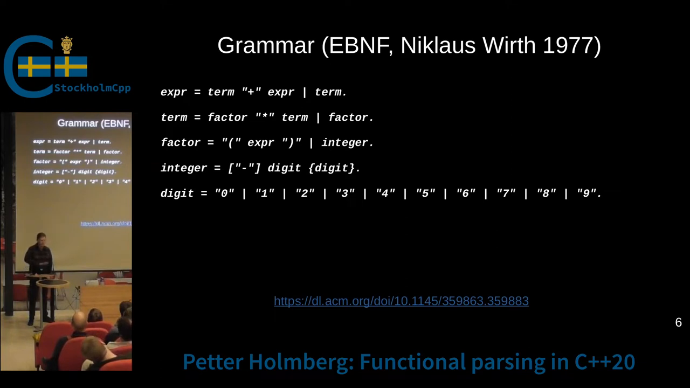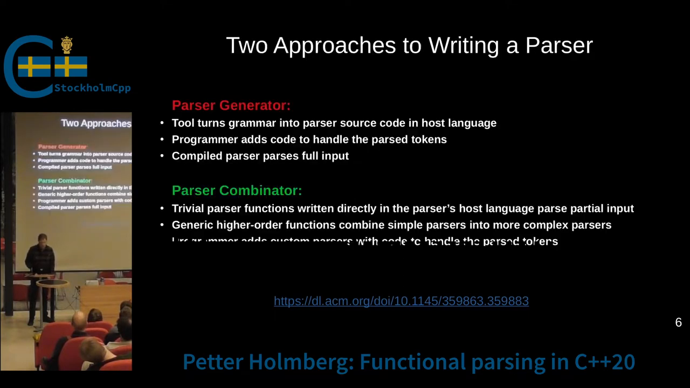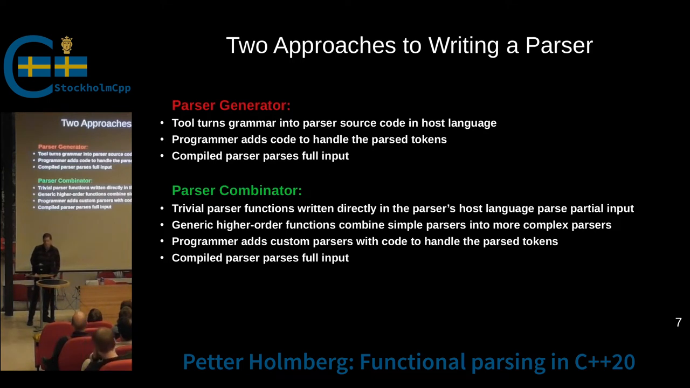Now the problem is we just need to take this and write a parser based on it. There are many ways to write parsers, and I'm just going to talk about two here. One approach is to use a parser generator. That's a tool, actually a parser itself, that can parse grammars and turn them into source code for the parser in your favorite language. It's not all the code, since you have to add the types of the things you want to parse and so on, but you get most of the job done. Then you just compile it and you have your parser.